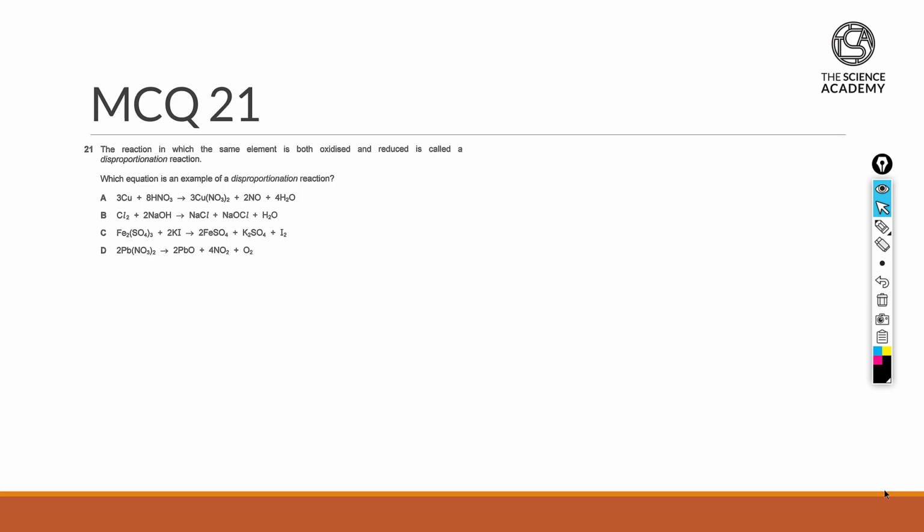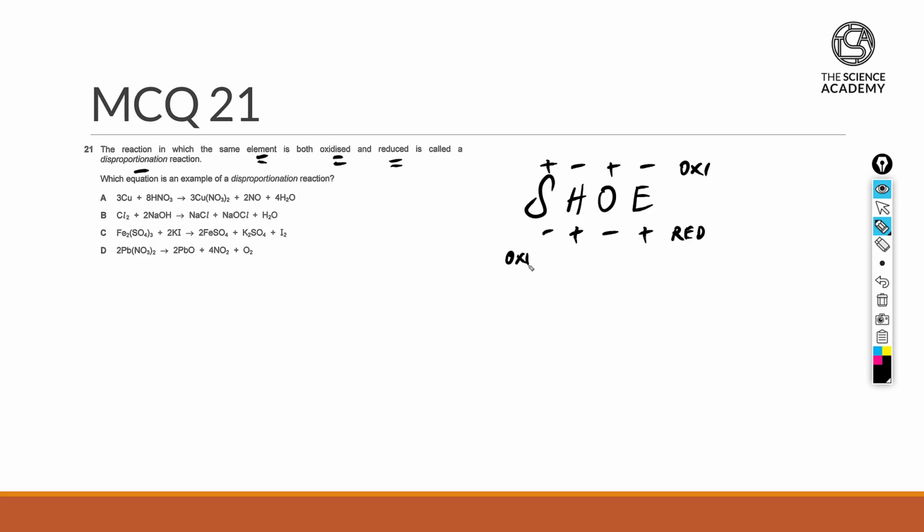Continuing on redox for MCQ 21. This question asks about the process of disproportionation, whereby a substance, or in this case an element, is both oxidized and reduced at the same time. I would have again advised you to go with SHOE and to use S as a primary indicator of an element going through oxidation or reduction, and that is once again using oxidation state as a basis for comparison.